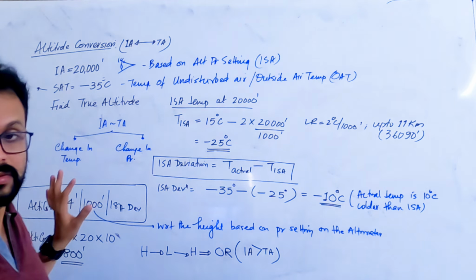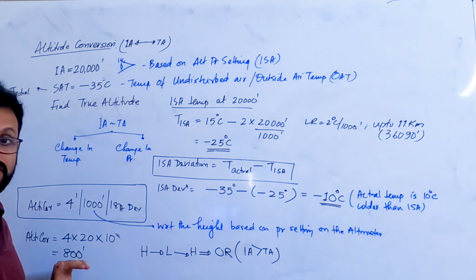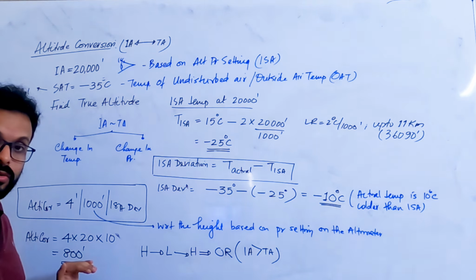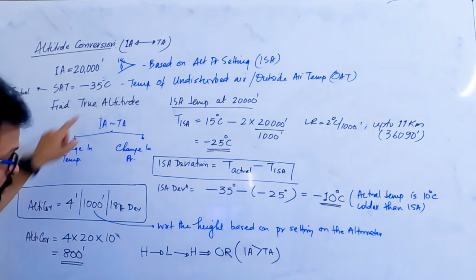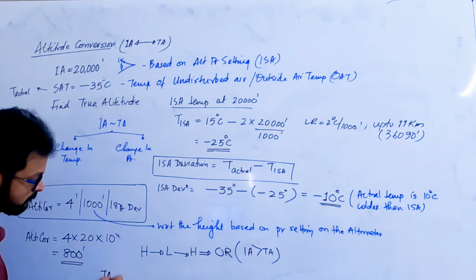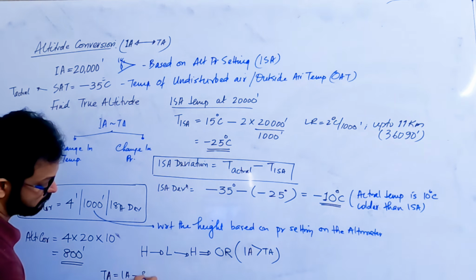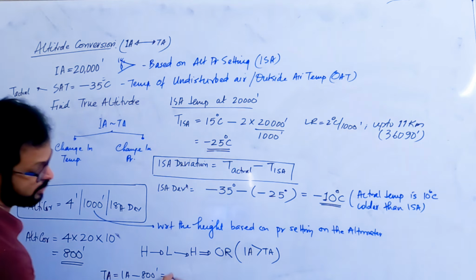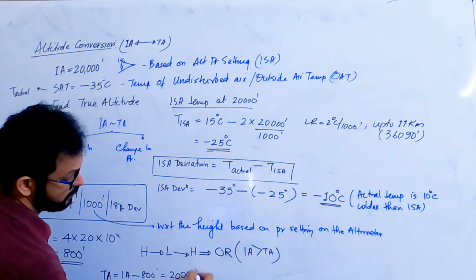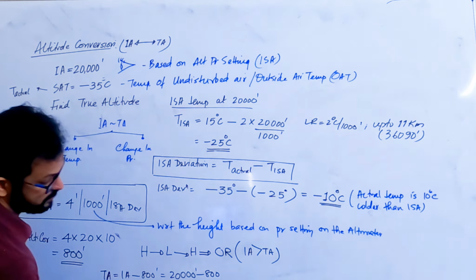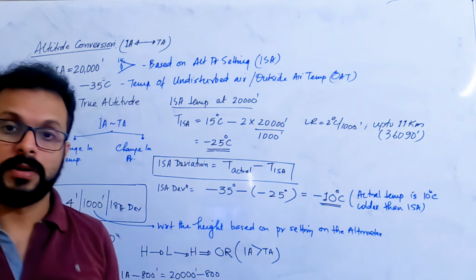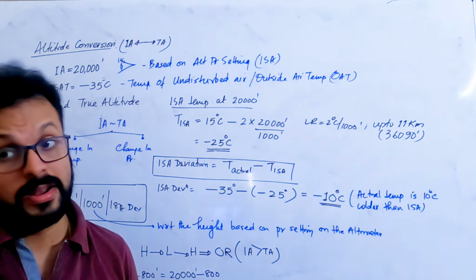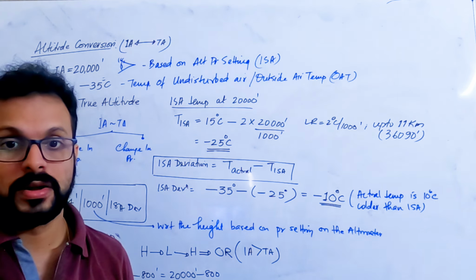So in this scenario, you can see that the indicated altitude is going to be 800 feet higher than the actual altitude. Therefore, if the indicated is 20,000 feet, what is the true altitude? It is 19,200. So it's basically indicated minus 800, which is 20,000 minus 800. How much is that? 19,200. So you are 19,200 feet above mean sea level, but the aircraft thinks, and hence it shows you, that you are at 20,000 feet.